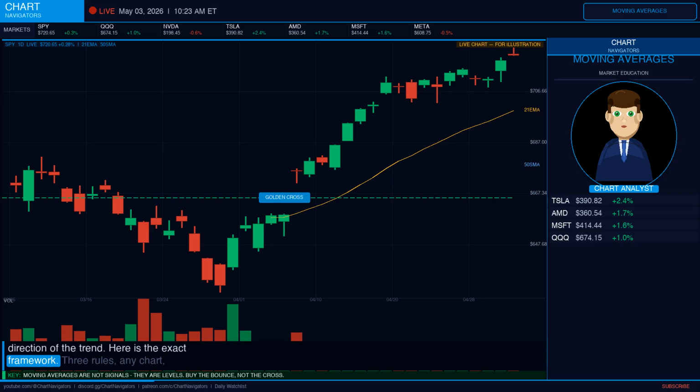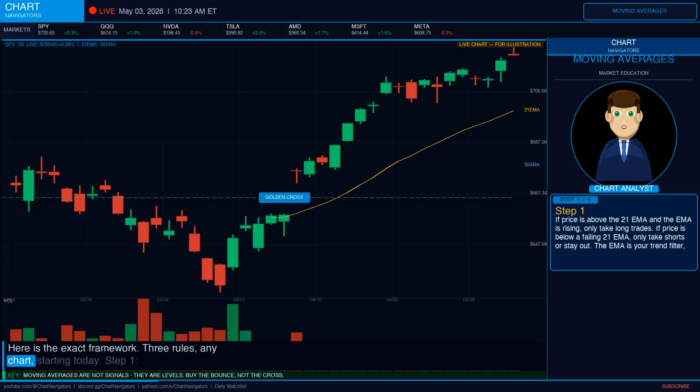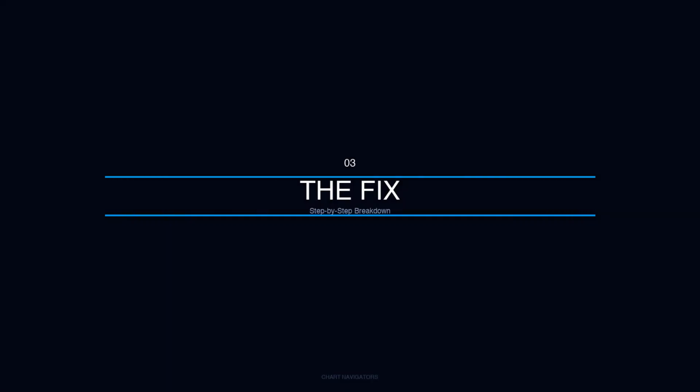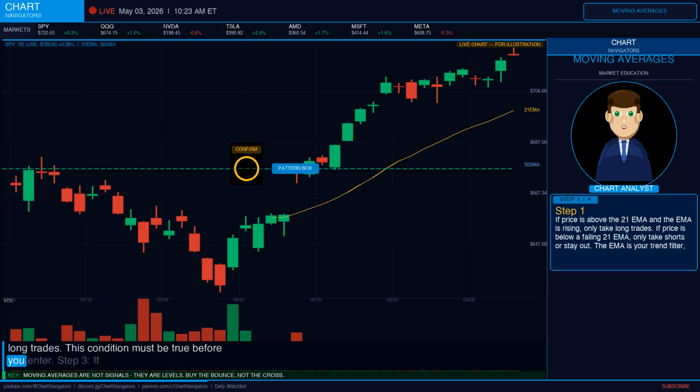Here is the exact framework. 3 rules any chart, starting today. Step 1. If price is above the 21 EMA and the EMA is rising, only take long trades. If price is below a falling 21 EMA, only take shorts or stay out. The EMA is your trend filter, not a buy signal. Step 2. If the 21 EMA is above the 50 SMA and both are rising, you are in bullish alignment, the highest probability environment for long trades. This condition must be true before you enter.